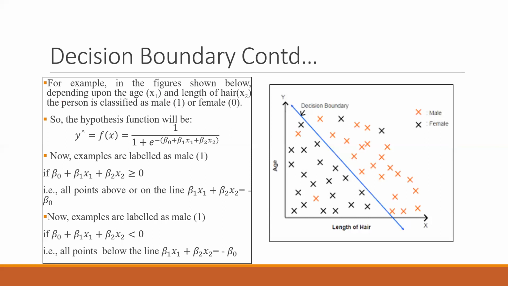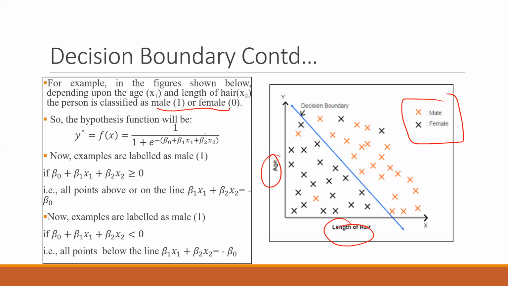So you can see this. There is an example that has been put to make you understand things. Let's see what is being done here. In this, you have to do a classification between male and female. These are the two classes. For example, in the figure, depending upon the age and length of hair, the person is classified into male or female. So age and length of hair are the two parameters.